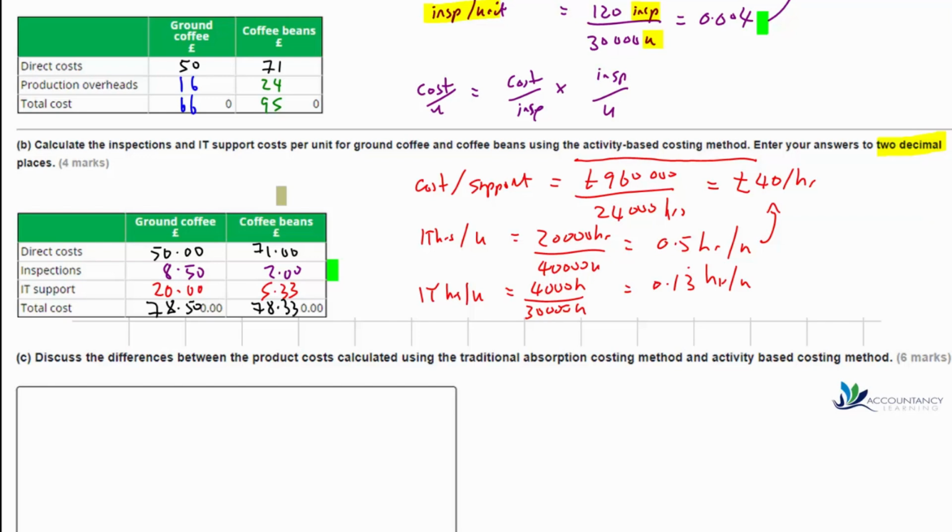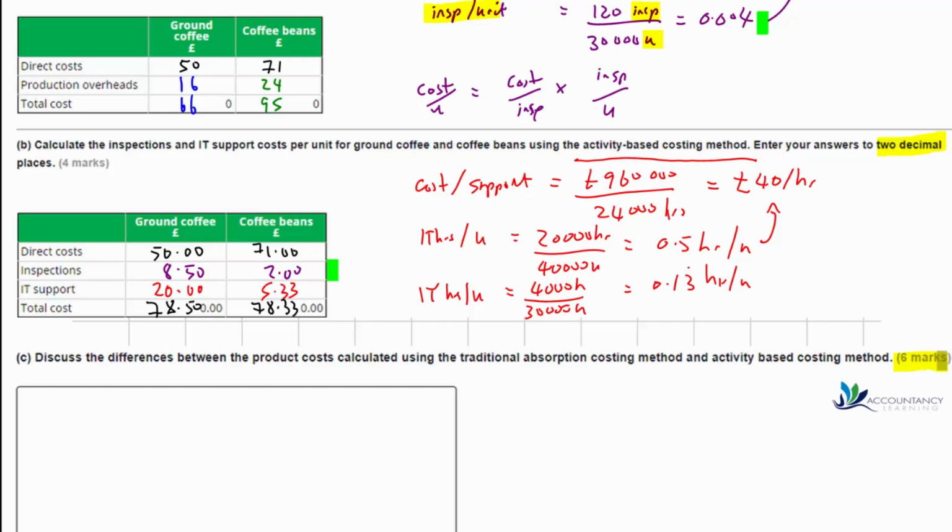Just have a go at part C using whatever numbers you have. Now we've got 6 marks available for this, so what we want to do is say 6 things. The more you write, the better mark you're going to achieve. So the best way to do this is just look at the two tables. What can you see? Just describe what you can see.